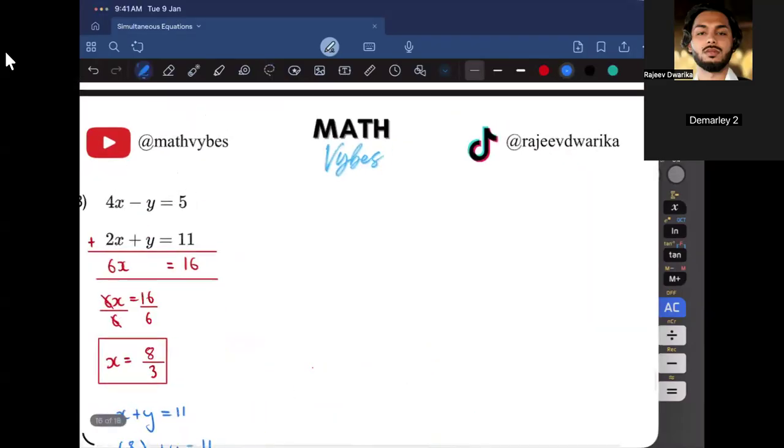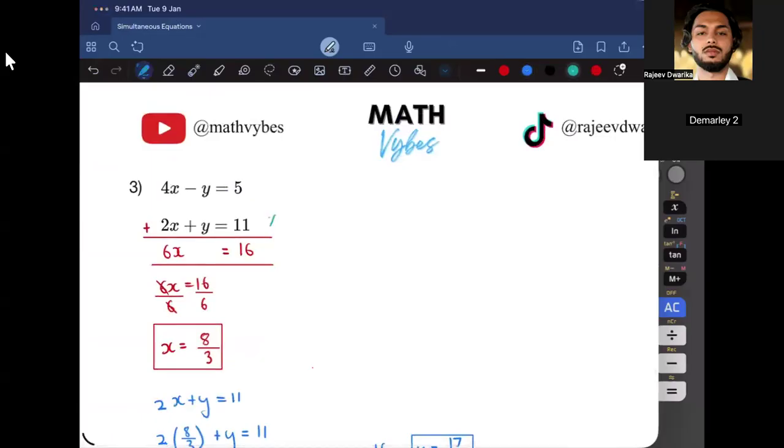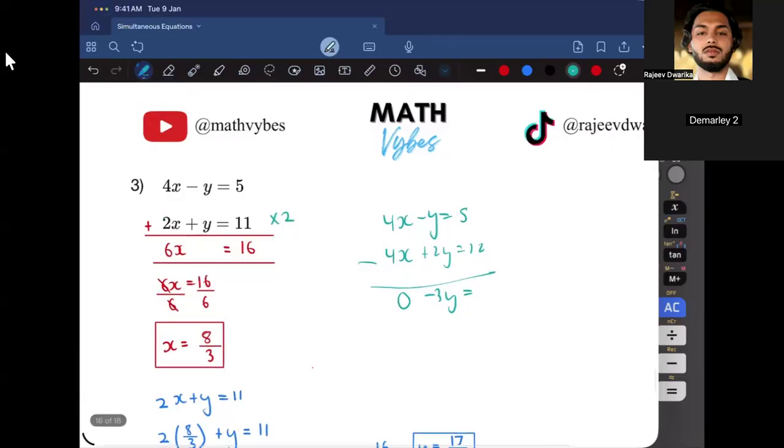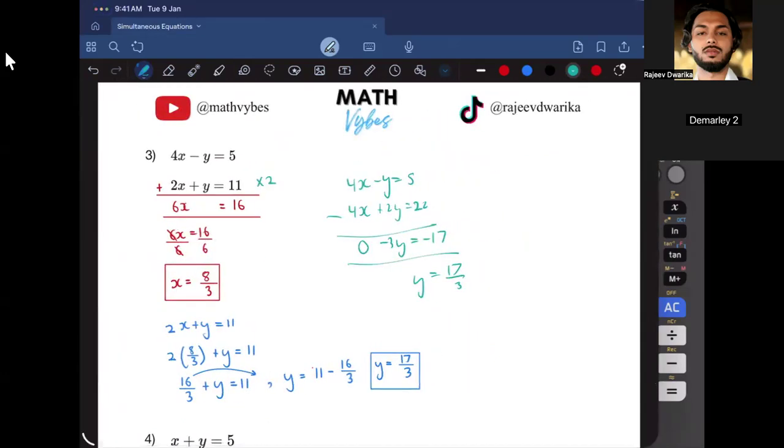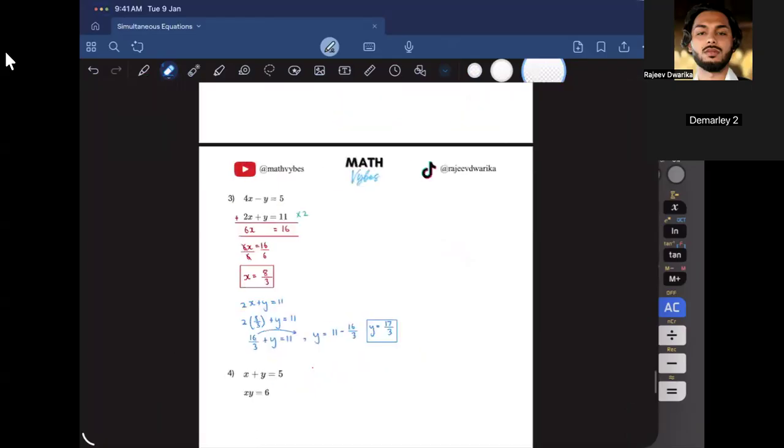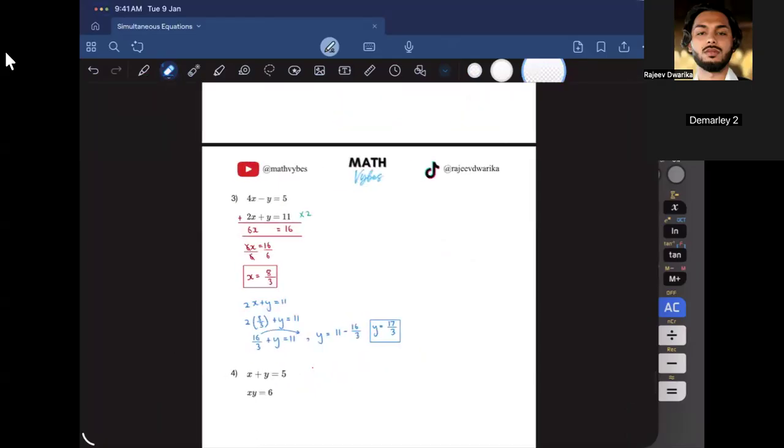And if you wanted to do the alternative way, I'm just going to speed run this real fast. You can multiply this by 2, and so I get 4x minus y is equal to 5, and that 2x turns into 4x. 4x plus 2y is equal to 22. Then subtract. That'll be minus 3y is equal to 5 minus 22, that's minus 17. And yet I get y is equal to 17 over 3. So you can do it any way you want. You see, there's really no need to do substitution, honestly.